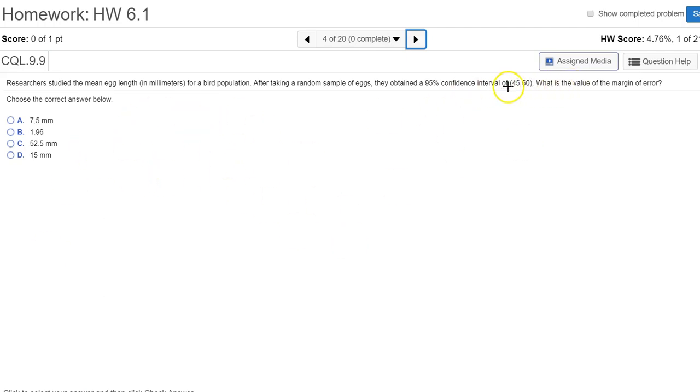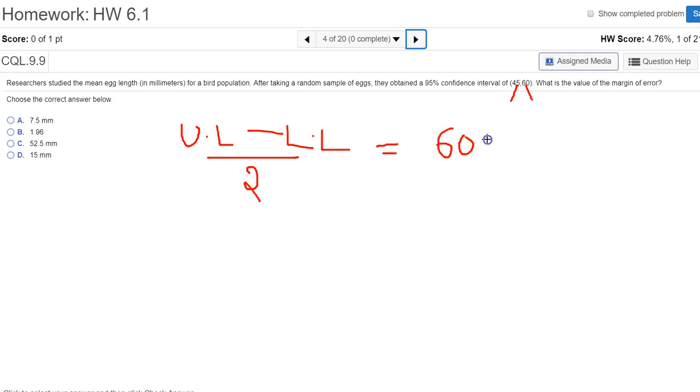Okay, so the lower limit is 45 and the upper limit is 60. The margin of error is your upper limit minus lower limit, divided by 2. You gotta excuse my handwriting, my mouse is not cooperating with me today. So it is 60, which is your upper limit, minus 45, which is your lower limit, divided by 2, which is 7.5 millimeters. Okay, 7.5 millimeters. So that's what the answer is going to be.